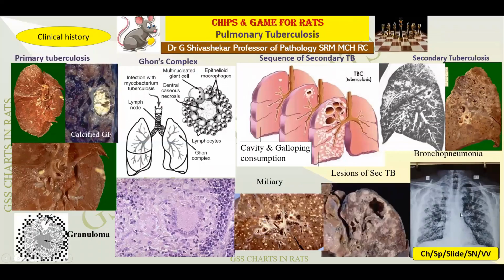Coming back to the chart, it displays the entire thing. I hope you people will be able to distinguish the sequence of events and the difference between the primary tuberculosis and secondary tuberculosis. A case history can be given and it can come as an essay question. So the importance is, it can come as a chart, a specimen, a slide, a short note, or it will be definitely forming part of the viva. Kindly be thorough with it.